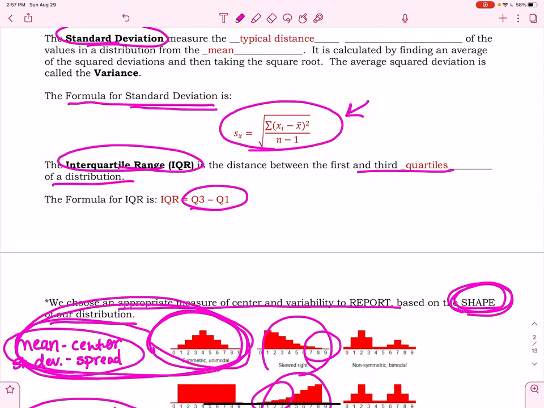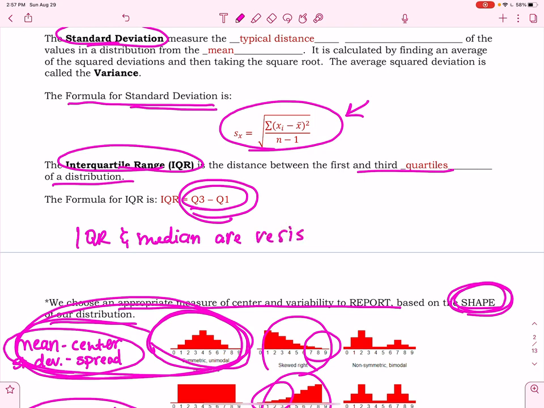So again, the interquartile range and the median, the IQR and median, are resistant. They are resistant to extreme measures. Therefore, those are going to be your choice when you're choosing to report center and spread for anything with extreme values.